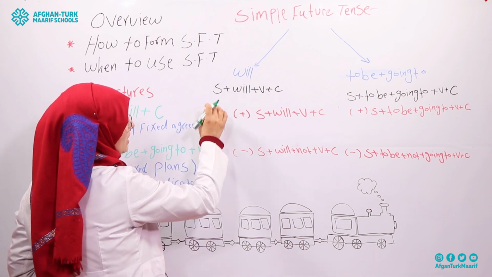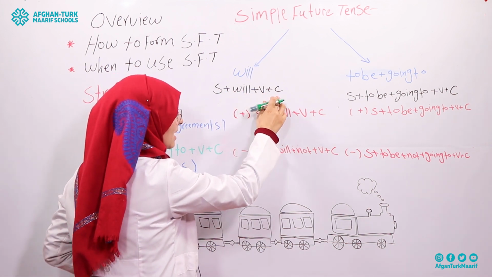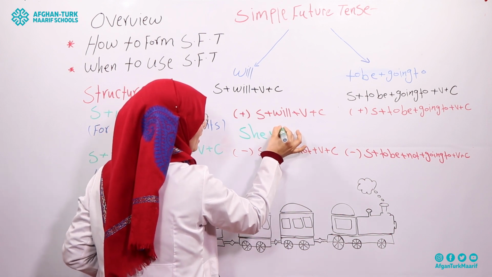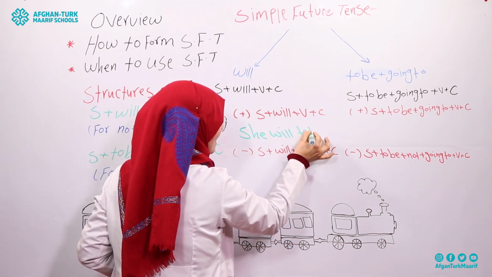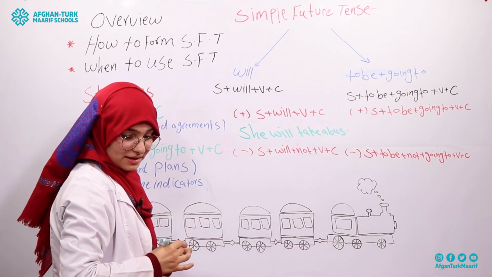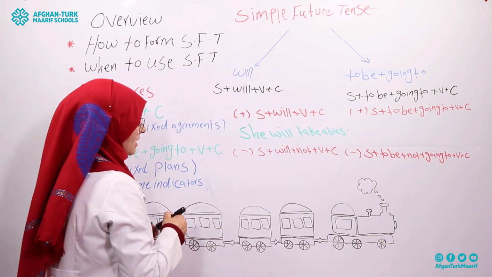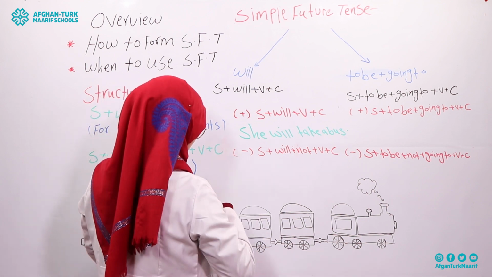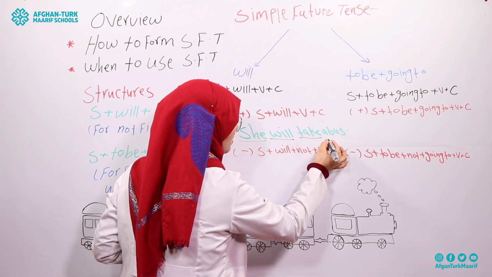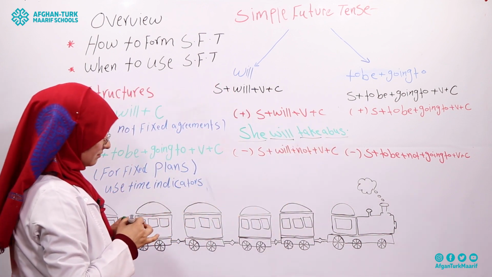For example, the first one is subject plus will plus verb plus complement. For example, she will take a bus. As you can see in the example, this is subject, this is will, this is verb, and this is complement.